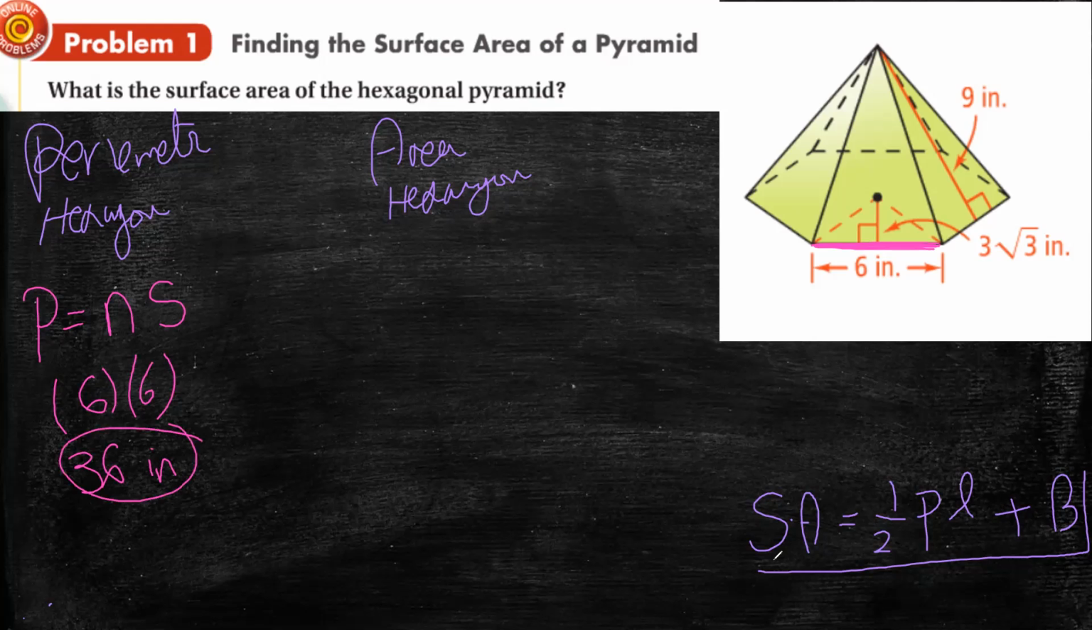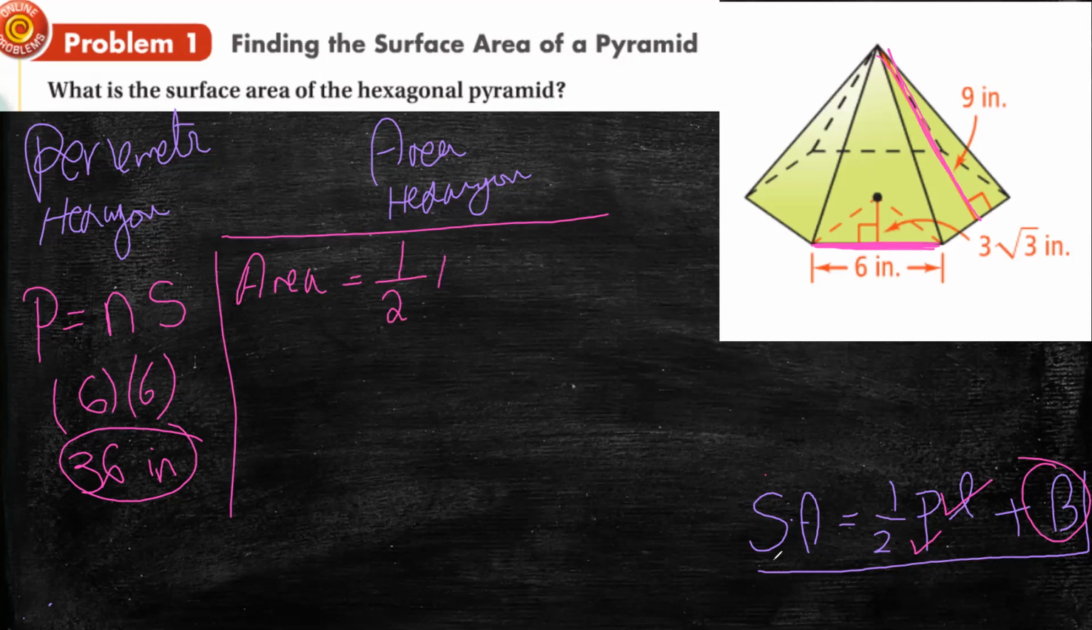I did it. Now, where's the slant height? Is it written? Yes, it's 9. This is the slant height. Now I need to find the area of the base. Since the base is a hexagon, as we remembered before, what is the area? Half times the apothem times the perimeter. The perimeter we found, it's 36 times half. Now we need the apothem.